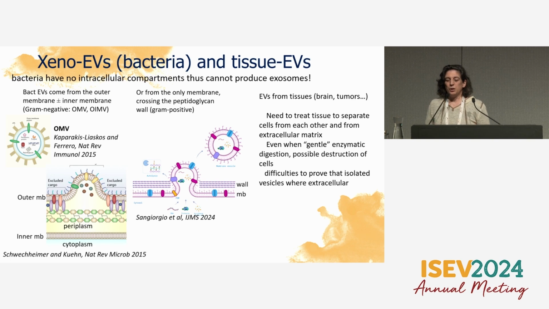So you have to keep in mind that because of the extension of the plasma membrane that I showed in the previous slide, even when you do gentle enzymatic digestion, you can destroy some of the cells. So it's always a bit difficult to prove that what you have isolated from a tissue was initially really extracellular rather than intracellular. So just keep that in mind.